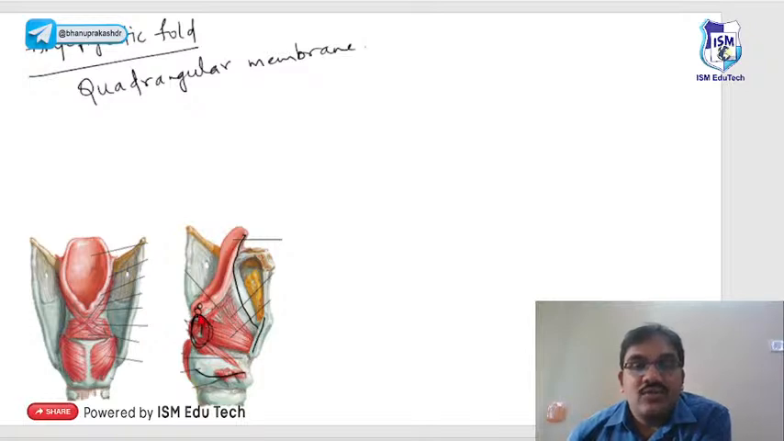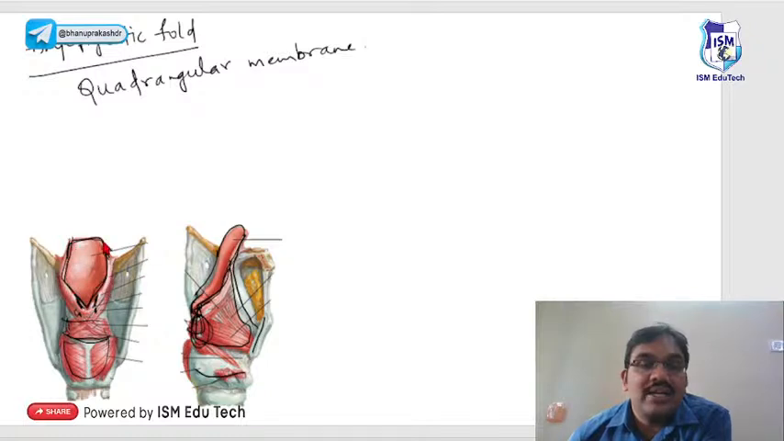See, the quadrangular membrane starts anteriorly, where it covers the epiglottis, and posteriorly it covers the arytenoid, corniculate and cuneiform complex. So from the anterior towards the posterior, it covers from top to bottom, till here like this. So these are the borders: the epiglottis was there anteriorly, posteriorly corniculate, cuneiform, down here arytenoids, and this is your cricoid, right? So this is your quadrangular membrane or aryepiglottic fold.